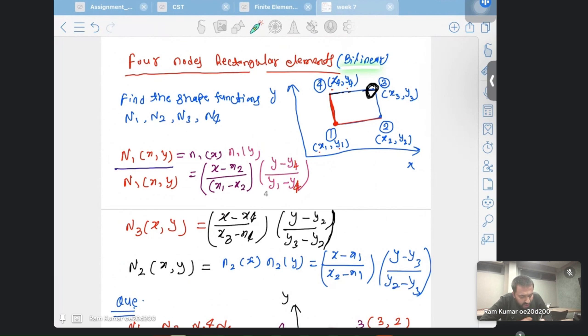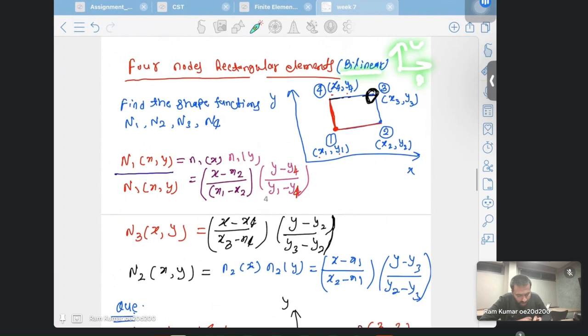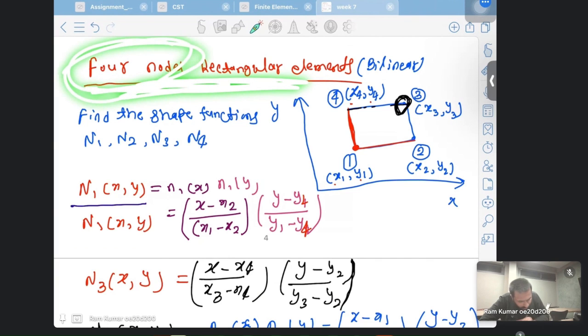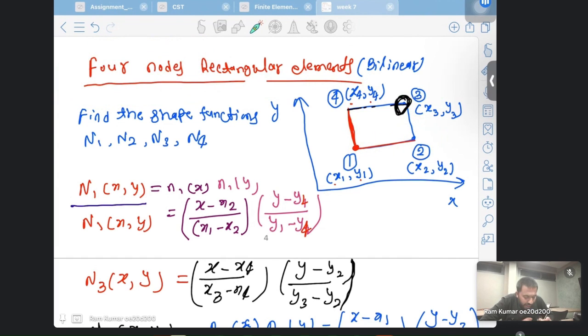Bilinear also in two directions, x and y. So this is our 4-node rectangular element. It has 4 nodes, and each node has 2 degrees of freedom, x and y. This is one of the elements, E, and these are node 1, node 2, node 3, node 4.